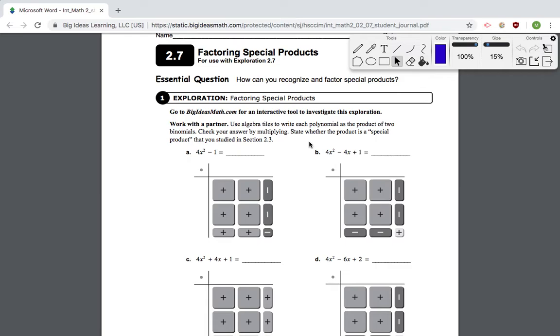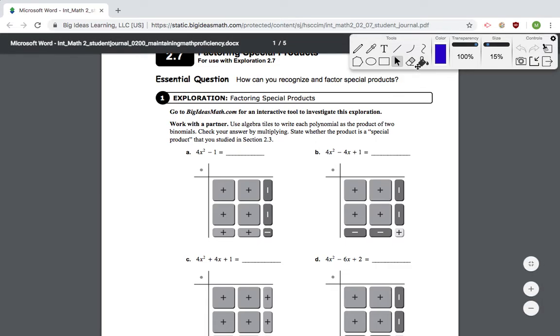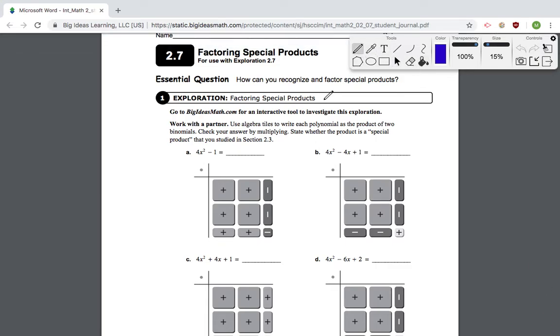Use algebra tiles to write each polynomial as the product of two binomials. State whether the product is a special product that you studied in section 2.3. 2.3, I think, is page 45.